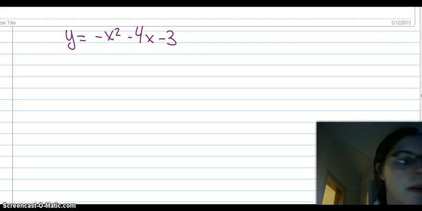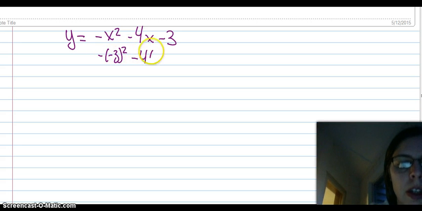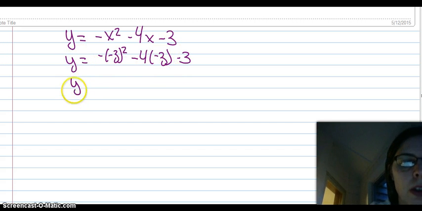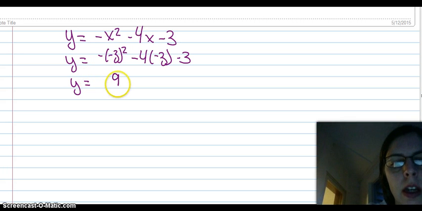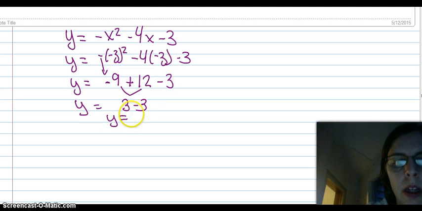I would advise grabbing a piece of scratch paper to evaluate these, so I've done that already. I'm going to plug in the first value of negative 3 from my table into this equation and solve for y. So when I do that, I get negative 3 squared is 9, and I'm going to bring down that negative sign. Negative 4 times negative 3 is plus 12, and then I have the minus 3. So here it says y equals negative 9 plus 12 is 3 and minus 3, so y will equal 0.